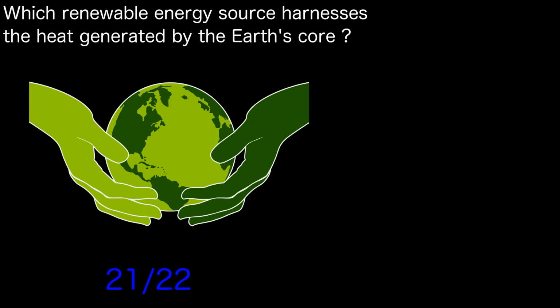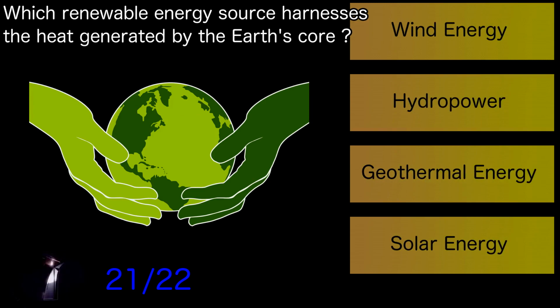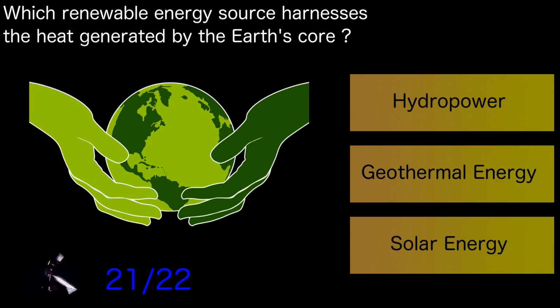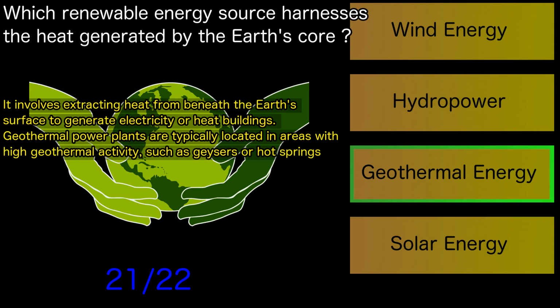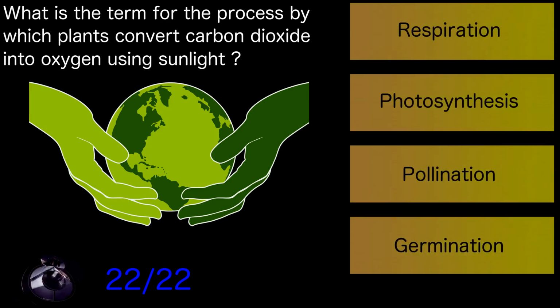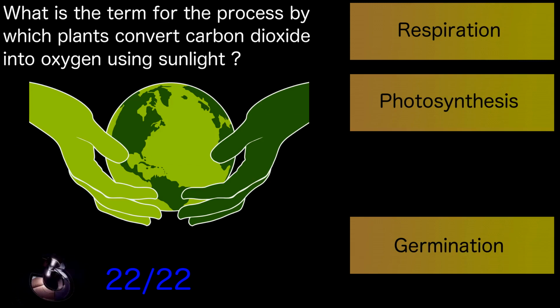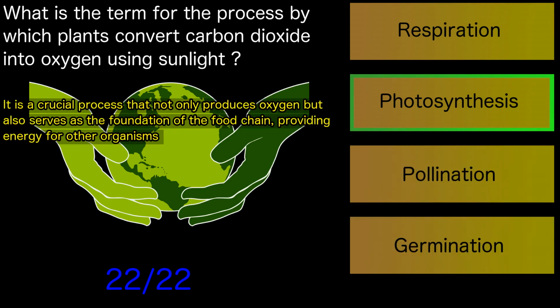Which renewable energy source harnesses the heat generated by the Earth's core? Geothermal energy. What is the term for the process by which plants convert carbon dioxide into oxygen using sunlight? Photosynthesis.